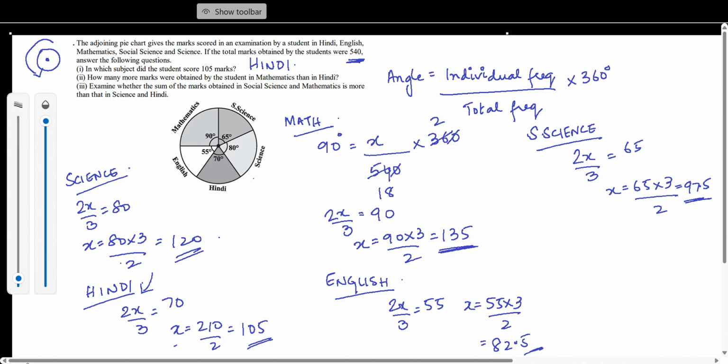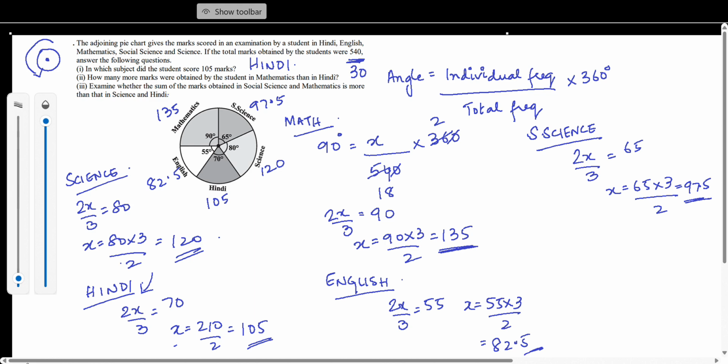Let us write the marks right next to the pie so that it's easy. So, math was 135. Social was 97.5. Science was 120. Hindi was 105. English was 82.5. We do not know how much each individual subject was for. That doesn't matter because the total we got was 540 and all these do add up to 540. You can check that. So how much more marks did the student get in math than in Hindi? Math is 135, Hindi is 105. So the difference is 30.